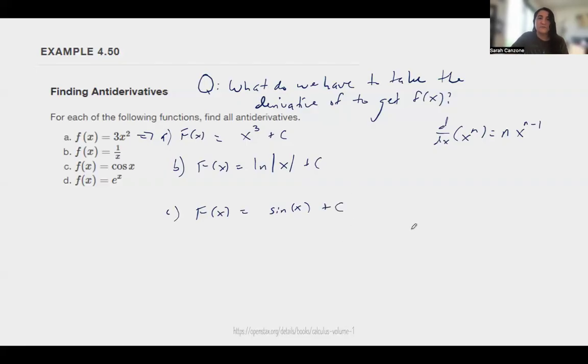And of course, we have to put plus c. It would be incorrect without plus c. All right, lastly, we have d, which is e to the x.